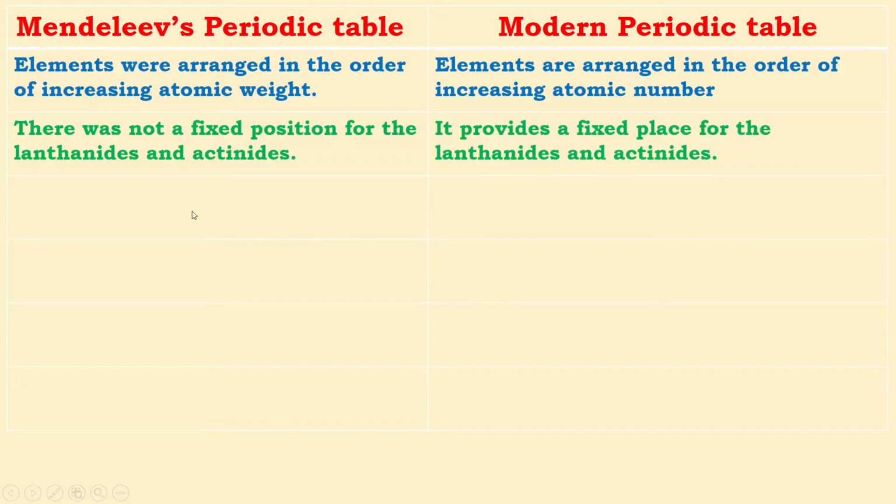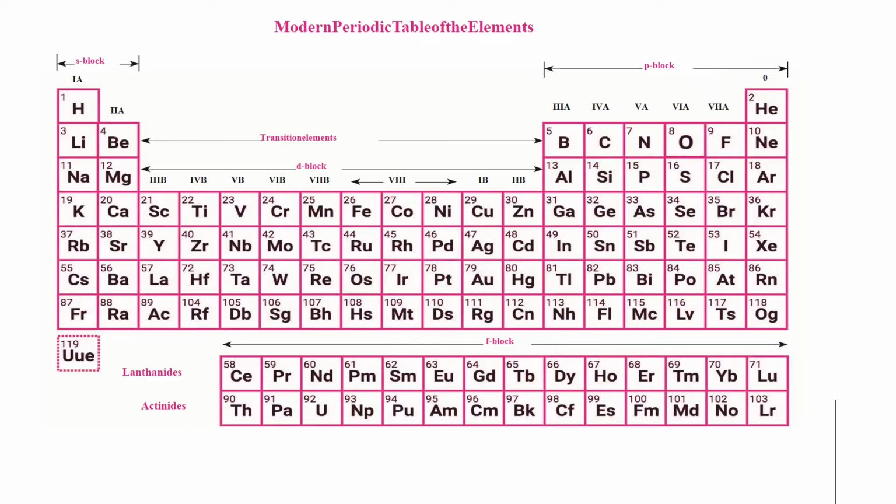Now, the second difference: there was no fixed position for the lanthanides and actinides in the Mendeleev periodic table, but the modern periodic table provides a fixed place for the lanthanides and actinides. Now, let's see the table again. Look at this modern periodic table. Here is lanthanum, atomic number 57. There are 14 elements after this lanthanum. They are taken here, from atomic number 58, cerium, to atomic number 71, lutetium.